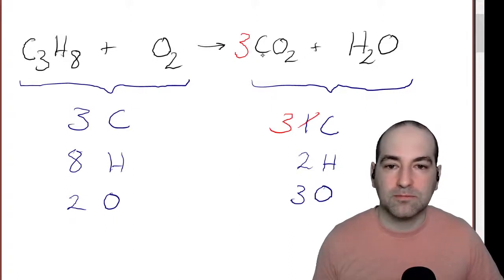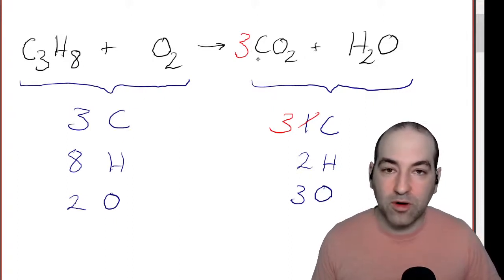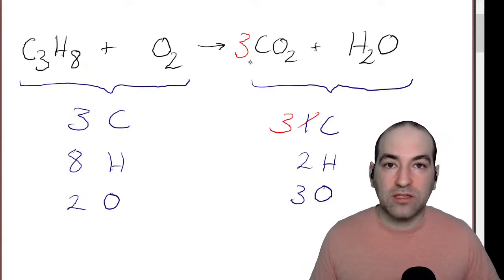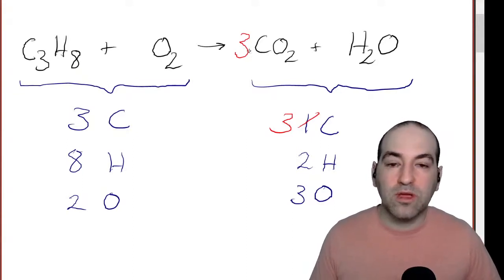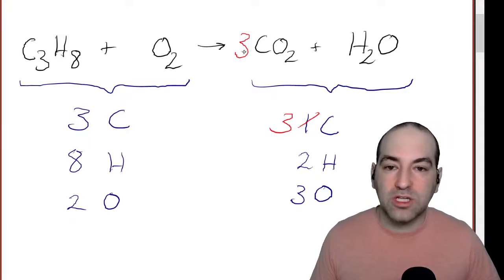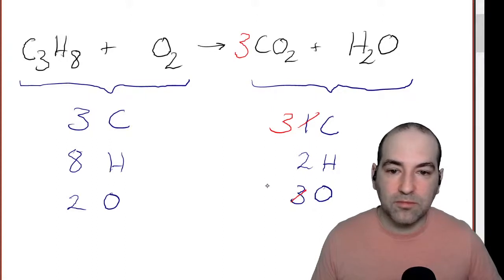and that gives us 3 carbons. Now, the next part, very important, is you have to correct the rest of what you've changed also. So when we put a 3 in front of the carbon dioxide as a coefficient, not only have we changed carbon, but we've changed oxygen as well. So now instead of 3 oxygens, we have 6 plus 1 is 7.